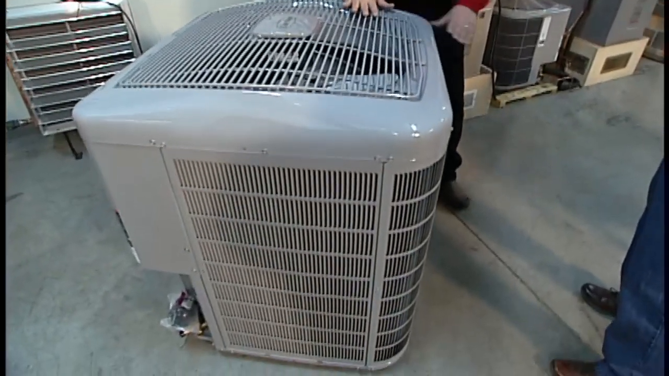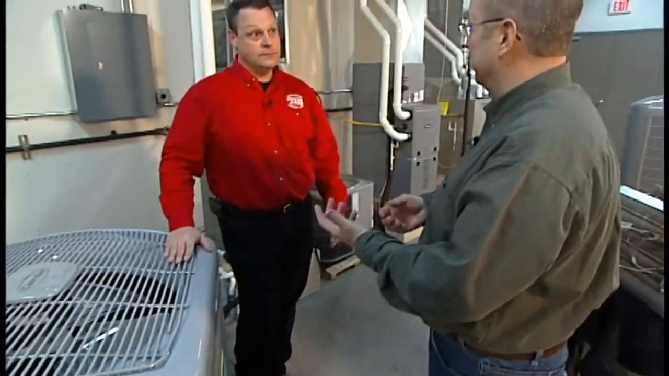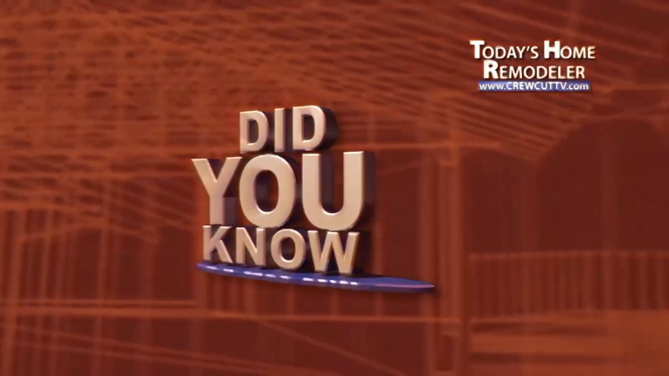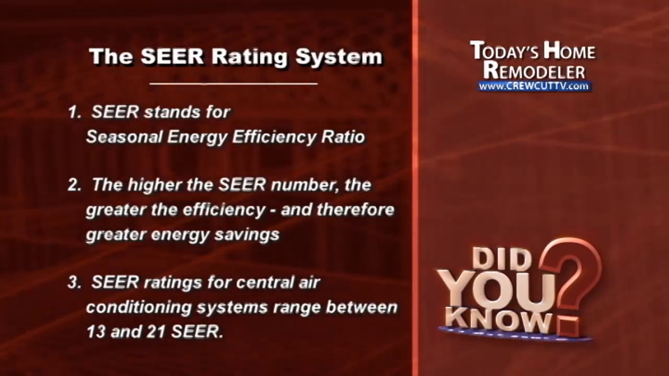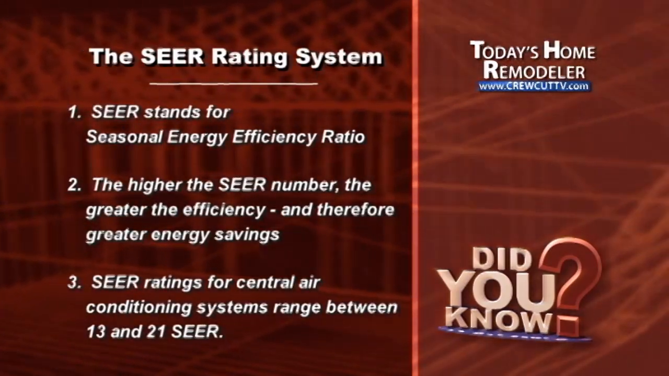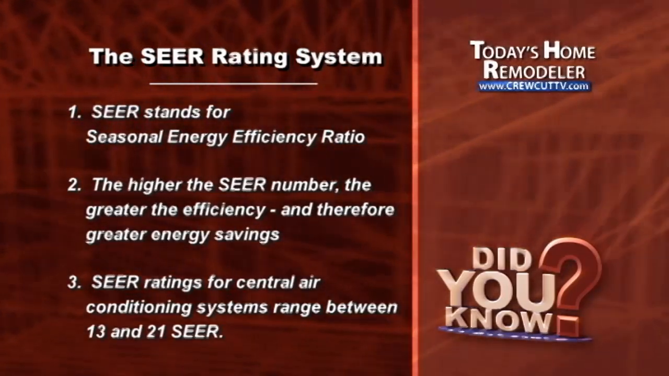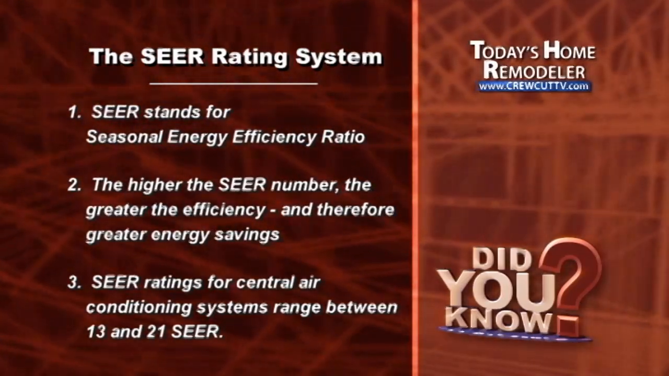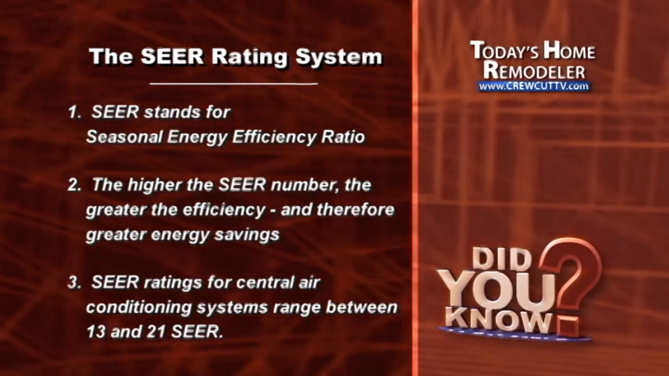Okay, what about efficiency? In furnaces, it's pretty easy: 92, 96, 98.5% efficient. What about efficiencies when it comes to central air conditioning? Central air conditioning in our area, or actually through the federal government, starts at 13 SEER. What does that mean? That means that we have an energy efficiency rating of 13. The higher the number goes, the cheaper it will be for me to cool my house. And the range right now is 13 all the way up to 21 SEER.